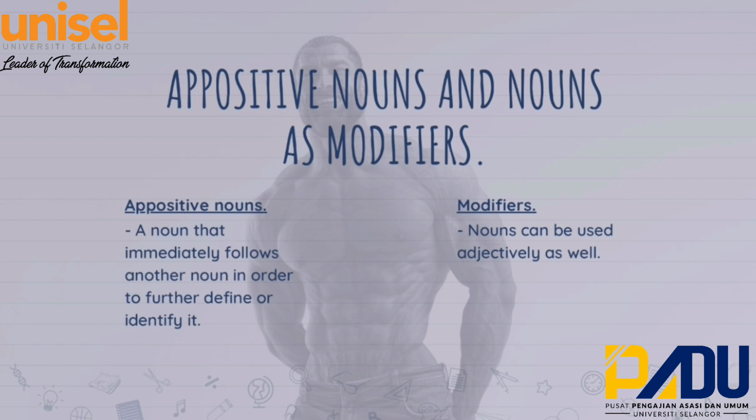Okay, so appositive nouns are a noun that immediately follows another noun in order to further define or identify it. So for example, my lecturer, Madam Aisha. Okay, so for example, my friend Mud, my little brother Cal. That is a form of an appositive noun. And nouns can be used adjectivally as well. So for example, Mud is a speed demon. So speed is normally a noun, but in this context, speed demon is used adjectivally, I guess one would say.